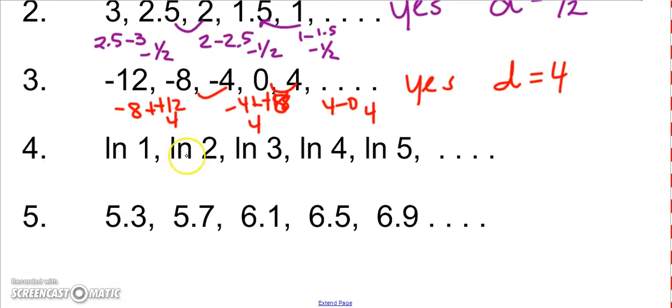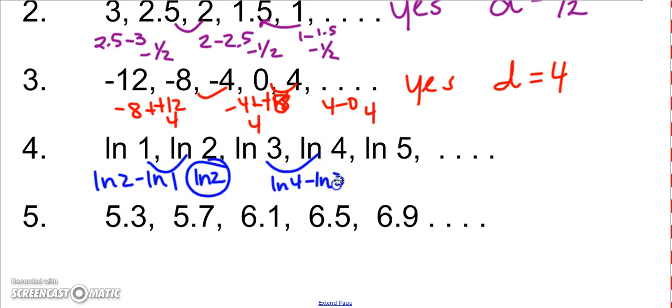The natural log of 2 minus the natural log of 1. We know that subtraction, you could rewrite that, and that's just the natural log of 2. Try these two. The natural log of 4 minus the natural log of 3. We know that subtraction, you could combine these into the natural log of 4/3. Are these numbers the same? No, so this is not arithmetic.